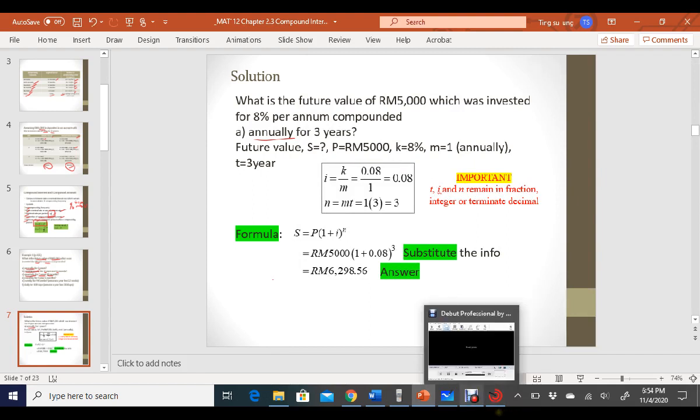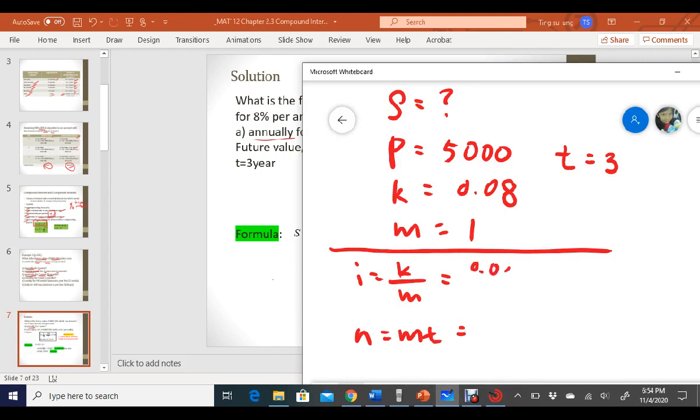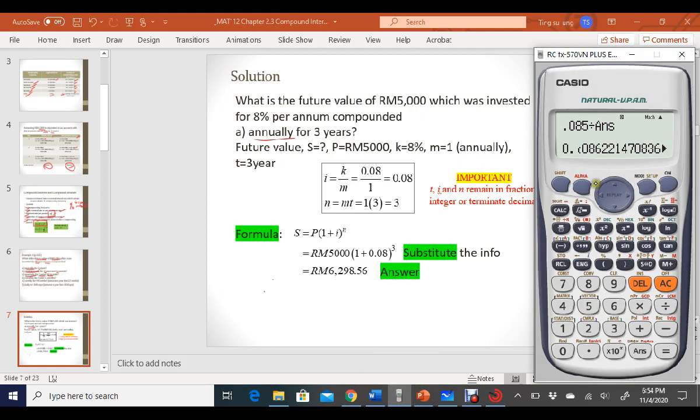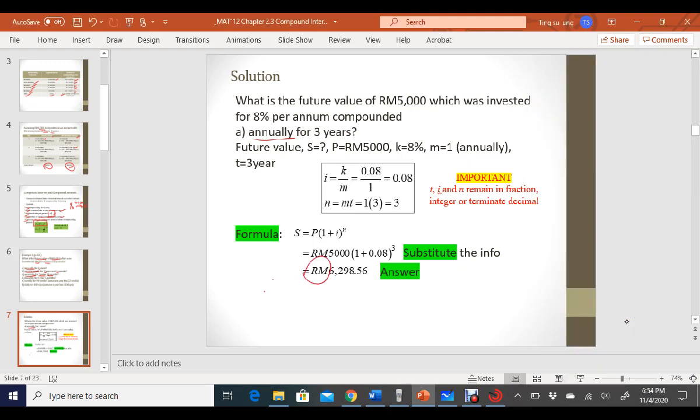Then you just substitute. Your K is 0.08 divided by 1, which for sure is 0.08. M is 1, T is 3, so you have 3 here. After that, just substitute your values in: 1 plus 0.08 to the power of 3, then 5,000 multiplied with your answer. That's your answer, and don't forget to write down your RM. That's it, 3 basic steps. Step 1, formula. Step 2, substitute. Step 3, answer from calculator.